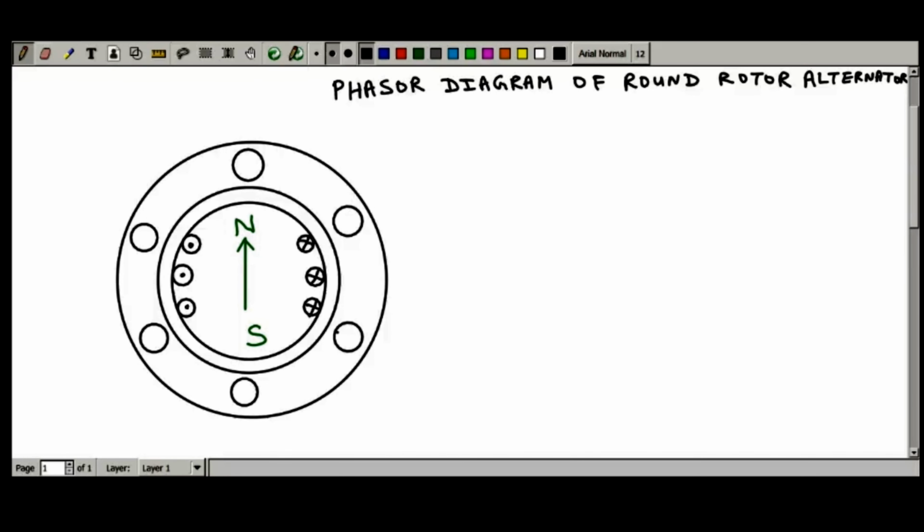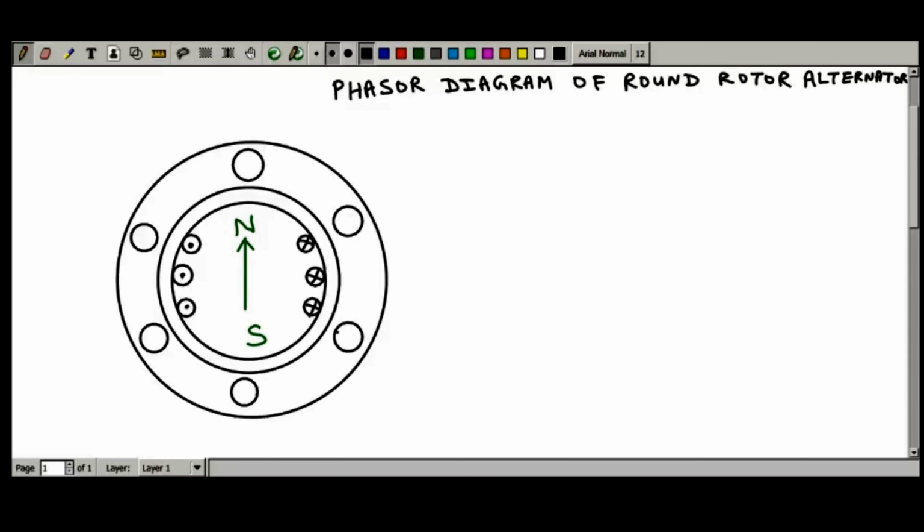So if you just apply the right hand grip rule, you will be able to figure out that the thumb is pointing in upward direction, and inside the magnet, meaning the rotor is becoming a magnet when the field windings are carrying current, it is from south to north pole.